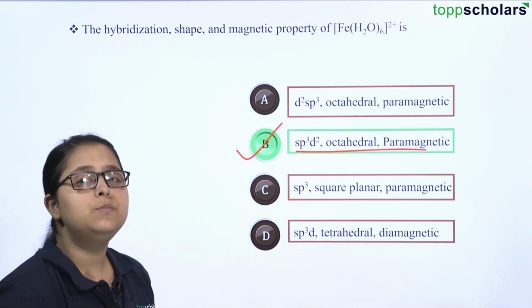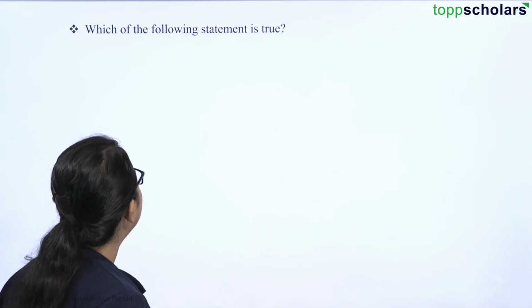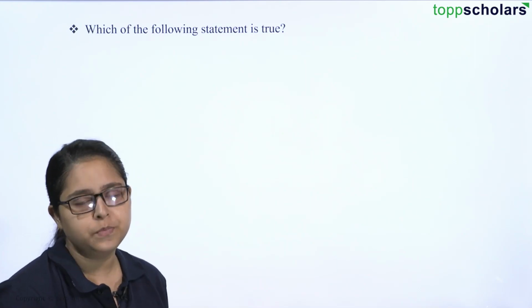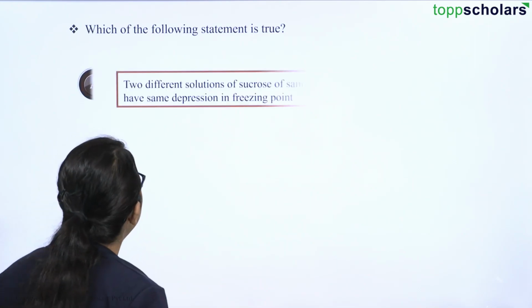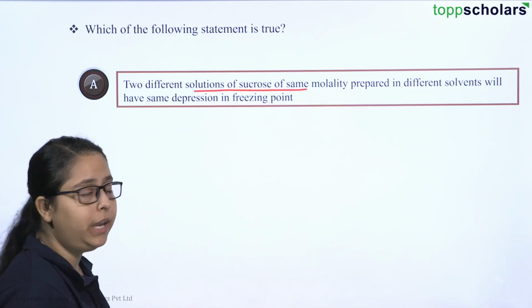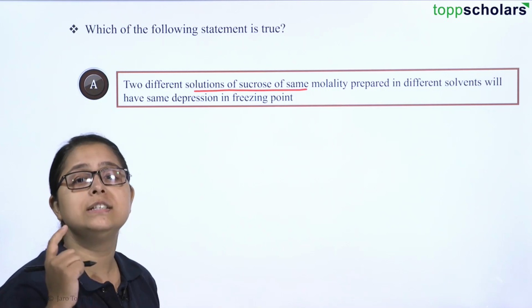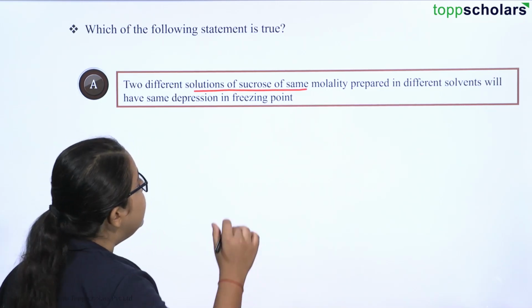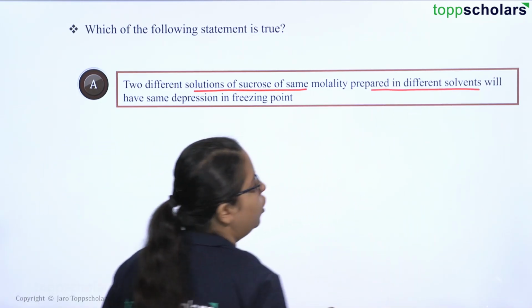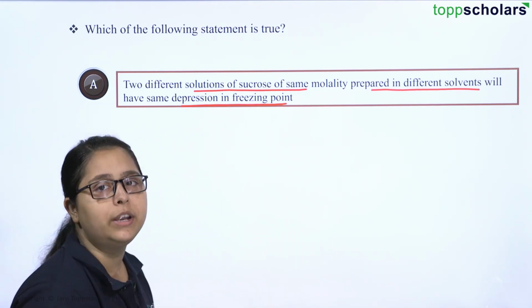Now friends, let us move on to another question. The next question is asking us which of the following statements is true. So, let us have a look at the options. We have option A which says two different solutions of sucrose, of the same molality. You should know the meaning of molality and its formula. They are prepared in different solvents and then they will have the same depression in freezing point. Okay.